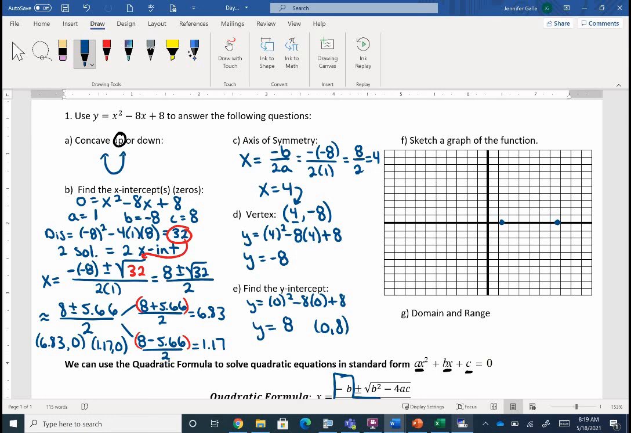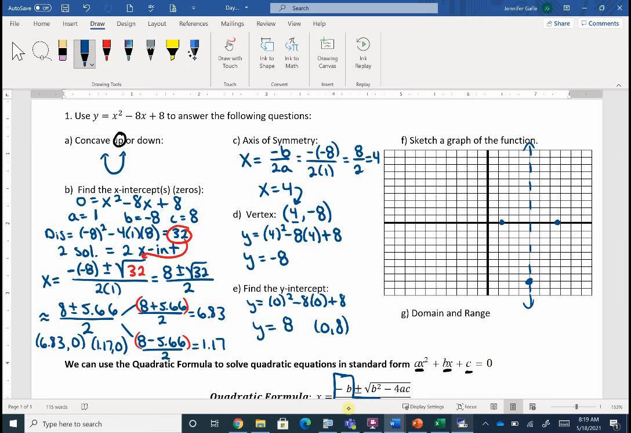Let's see. Our axis of symmetry is at x equals 4. 1, 2, 3, 4. I know not everybody chooses to graph that. I like graphing that because I know that's supposed to be the middle of my graph. If it's not at the middle, either I made a mistake on the axis of symmetry or I made a mistake on my x-intercepts. You know your graph should be symmetric, so go back and find your mistake if it's not looking that way. Vertex is 4, -8, right there.